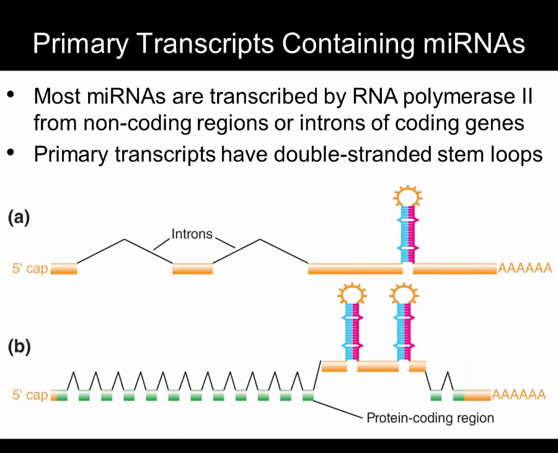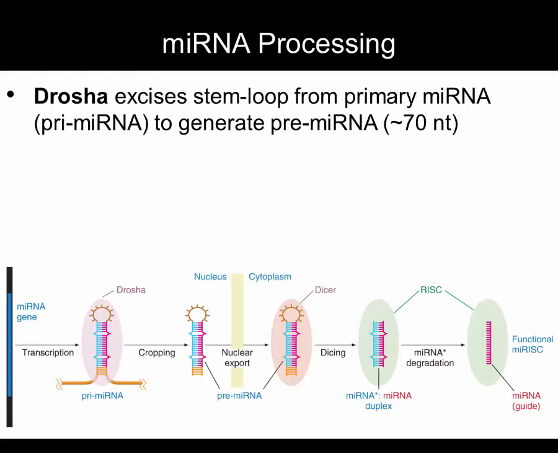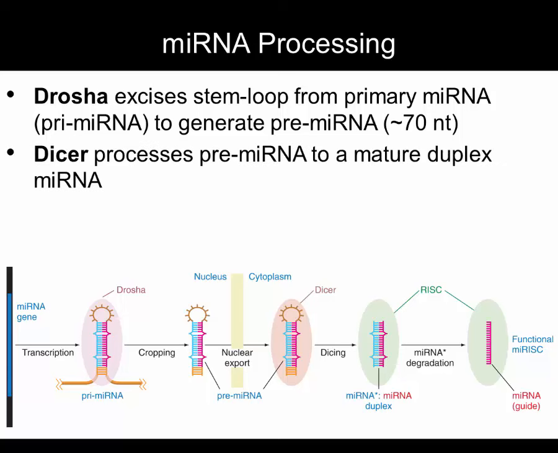MicroRNAs can be transcribed from non-coding regions, or can be found within the introns of genes. They have inverted repeats that form stem loop structures within the transcript. Such transcripts are called primary microRNAs. The enzyme Drosha excises the stem loop from the transcript. The excised stem loop is now called pre-microRNA, and it is exported to the cytoplasm. There, the enzyme Dicer trims the ends of the pre-microRNA, leaving a mature duplex microRNA.